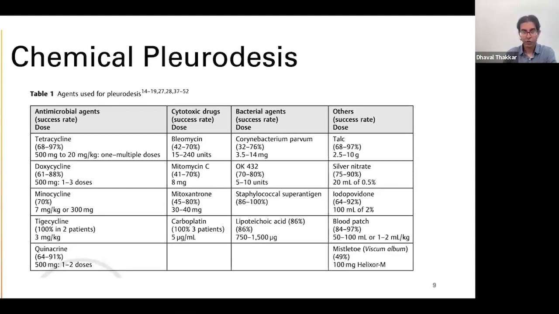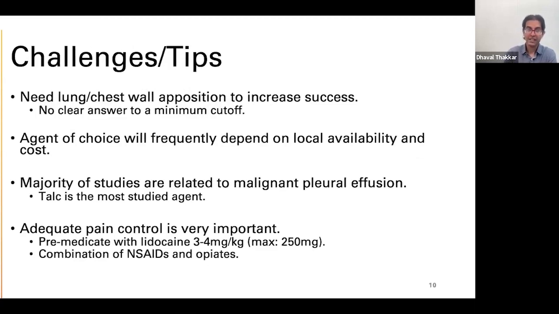So, there are quite a few options out there. Some of it's going to depend on your location and what's available to you. But there are quite a few different pleurodesing agents, and there's no real great advice on which ones may be best or not. What I can tell you is talc is probably the best studied. However, the majority of the studies are related to malignant pleural effusion. So not completely applicable to pneumothoraces, but you can infer from those studies.